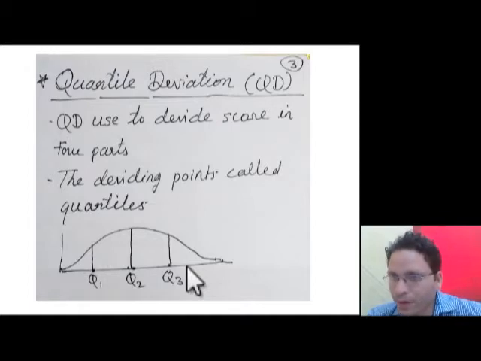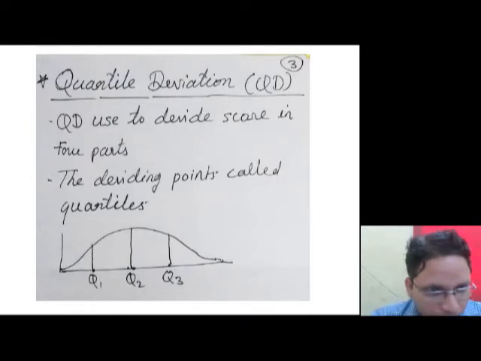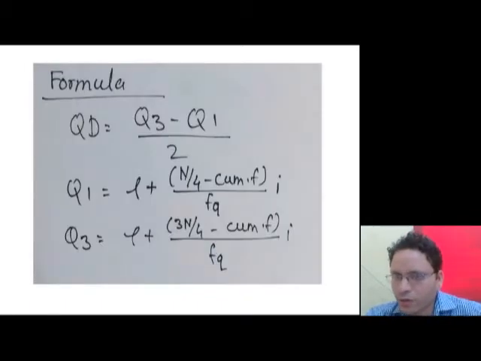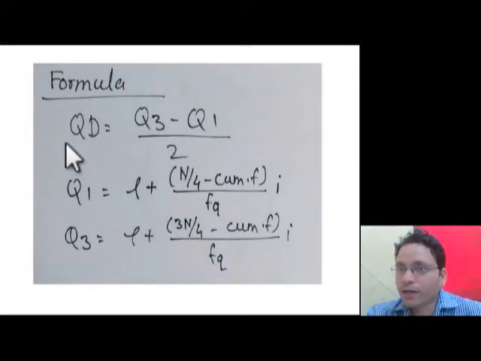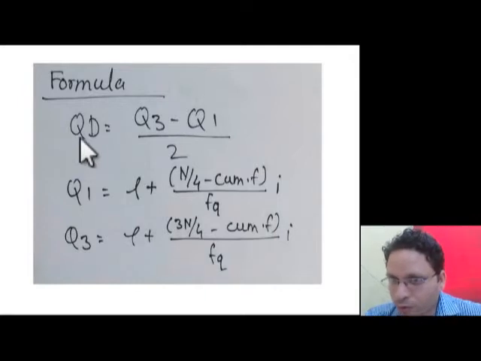Now we have to learn how to calculate QD. There is a formula to calculate QD. You can see here, the formula for calculating QD is equal to Q3 minus Q1 divided by 2. So if you want the value of QD, we need to know the value of Q3 and the value of Q1.